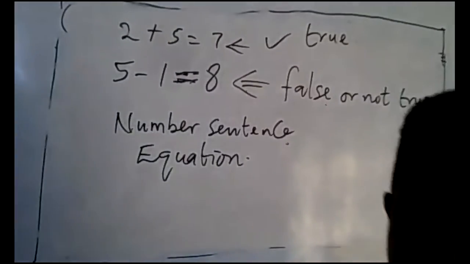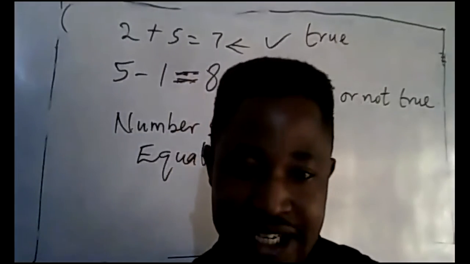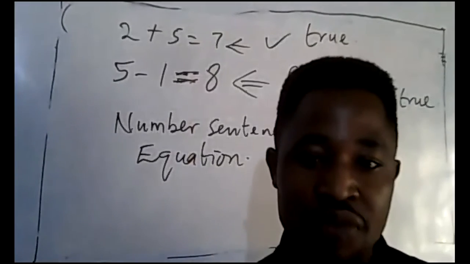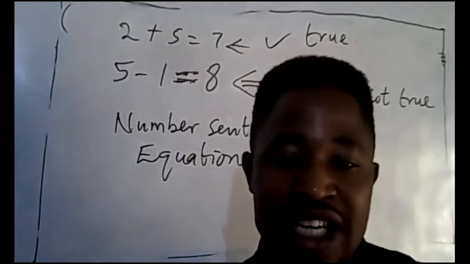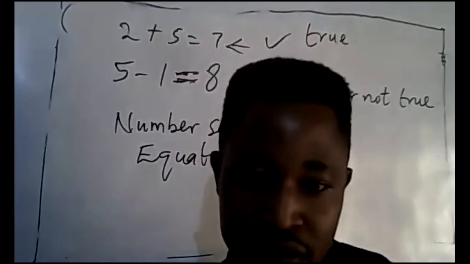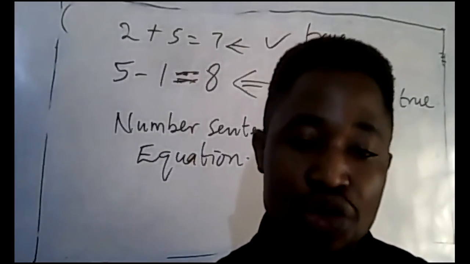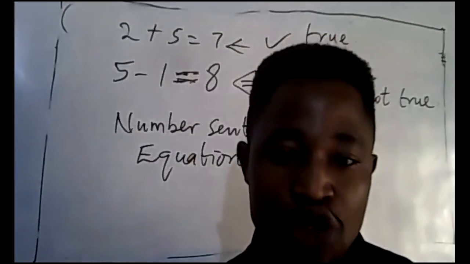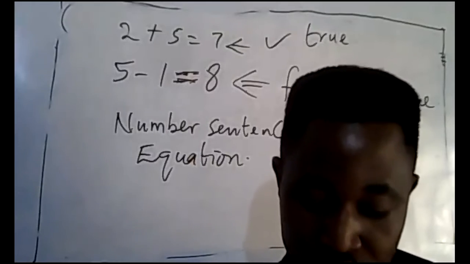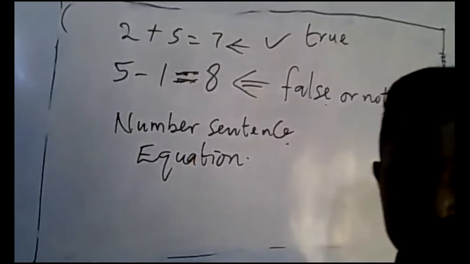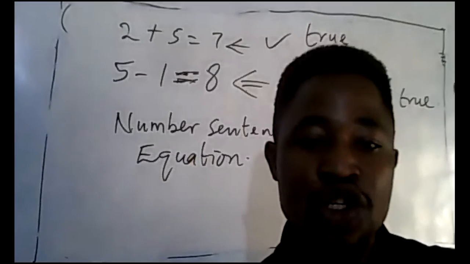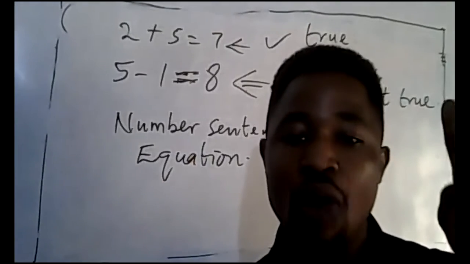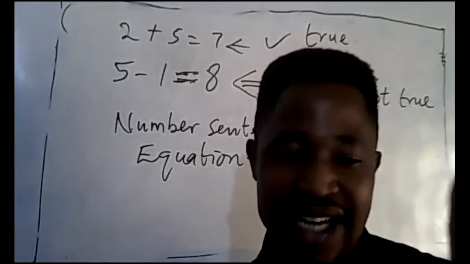In our previous class, we stopped on indices, and I was introducing equation to you. I said an equation is a mathematical expression that is either true or false. And we have two types of equation. We have number sentences and we have alphabet sentences.